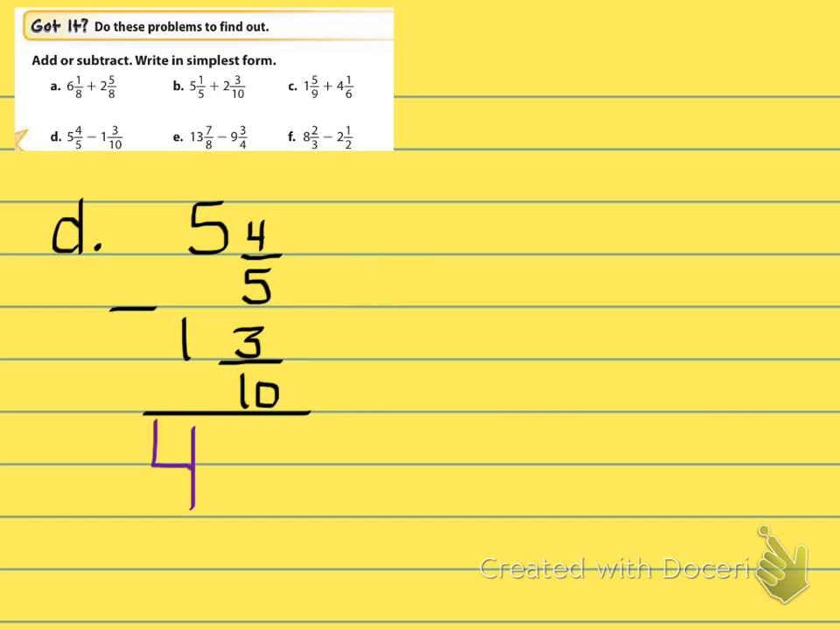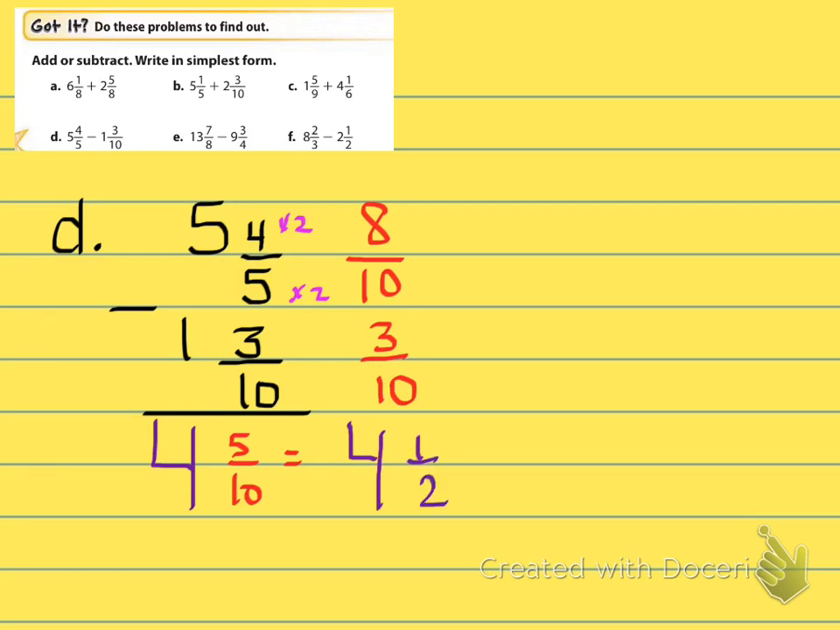So let's go ahead and do that. All right, so now what I've done is I've renamed that fraction at the top. So now we have 8/10 minus 3/10. 8 minus 3 actually gives us 5. So we're going to have 4 and 5/10. And now we're going to simplify that because we know that that's not reduced all the way. So now we are left with 4 and 1/2. And again, don't forget to box your answer.